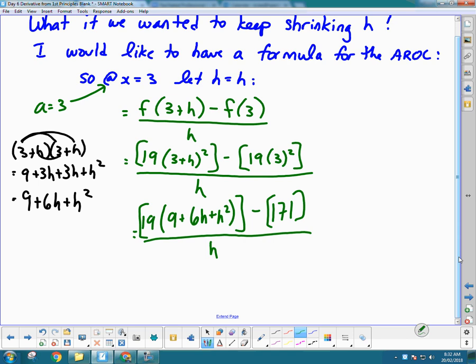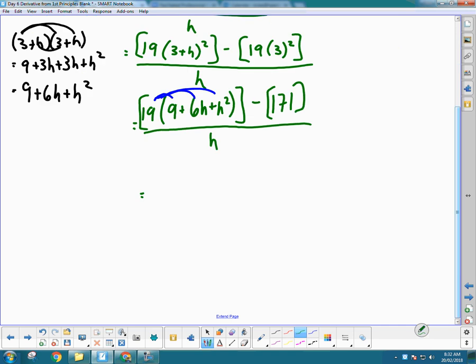That trinomial has to be multiplied by 19, so I'm going to rainbow the 19 in. So 19 times 9 is 171, plus 114h, plus 19h squared, minus 171, all over h.